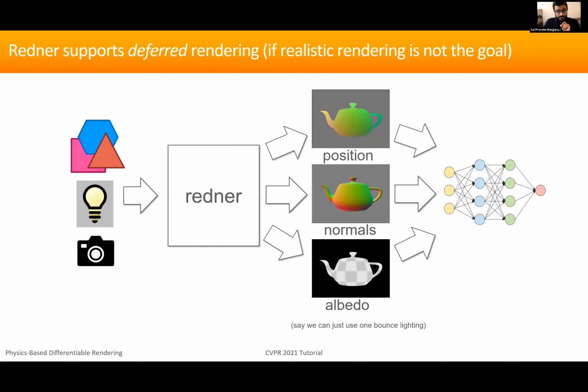For one, if physical rendering is not your goal, Redner also supports deferred rendering. It renders out something like G buffers. These are essentially things like positions, normals, albedo, etc. You can then combine these to produce post-process lighting like that of SoftRas and PyTorch3D. But the difference is that you can get accurate gradients because of the edge sampling.